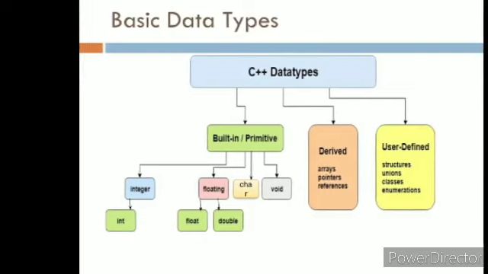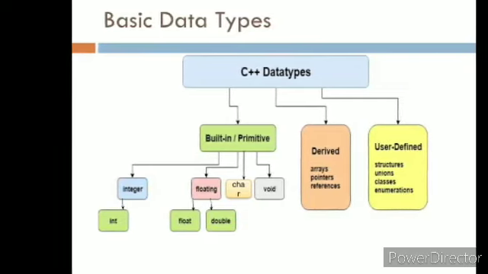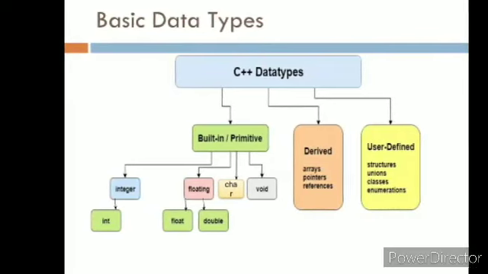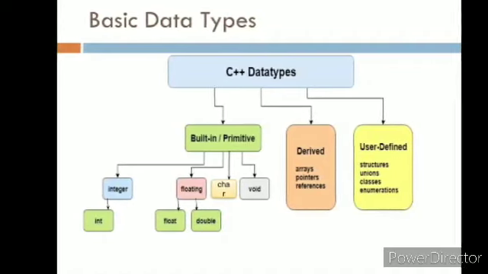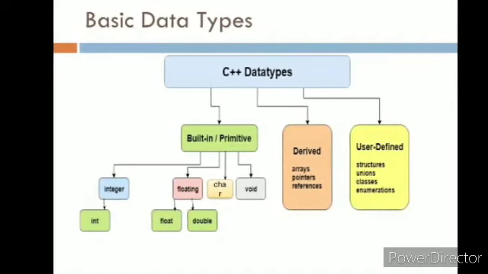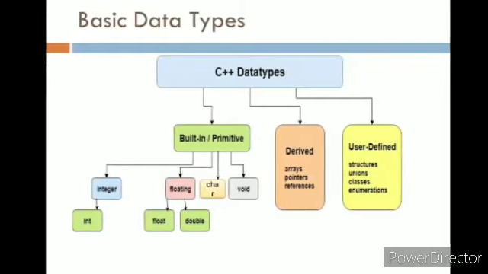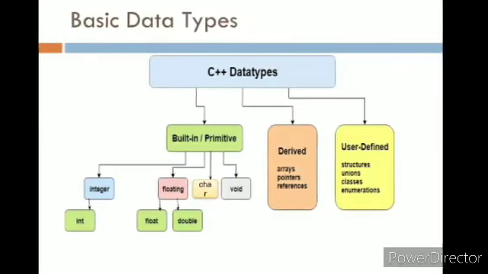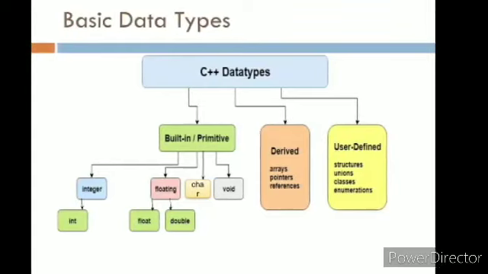Students, as we know, there are three main categories in data types. First one is a built-in data type or primitive data type. Second is derived data types. And third one is user-defined data types. Here, built-in data types include integer, float, character, and void data types. They work similar in C++ as they are working in C language.